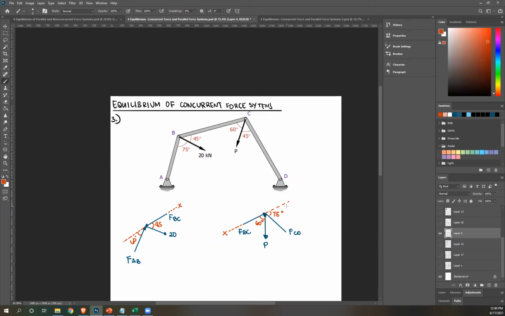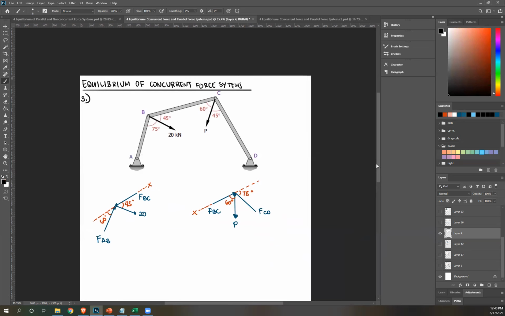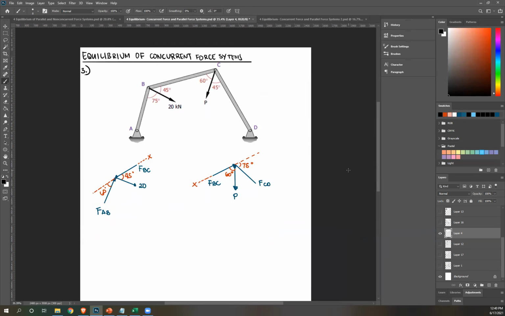Okay. So now I have the two free body diagrams. The next question is which should I start with? And you should start with the diagram with the lesser amount of unknowns. For this, that's 1, 2, 3 unknowns. For this, that's just 2 unknowns. So I'm going to start here. Okay. And then to start, let's start with our equation, summation of forces x or y.